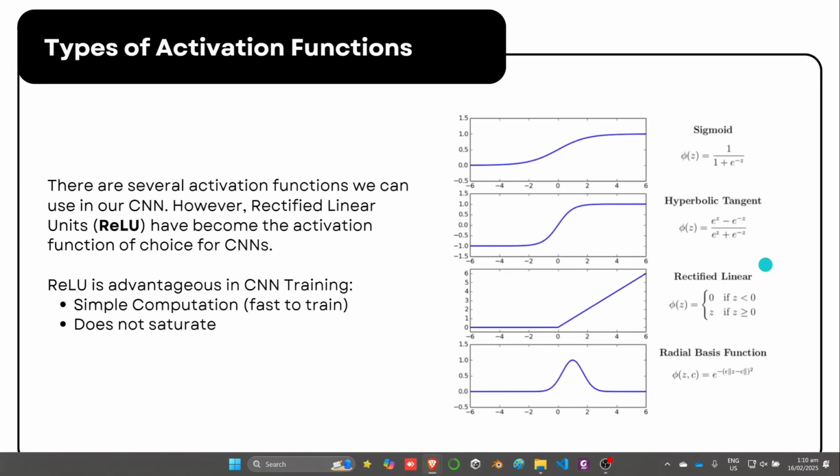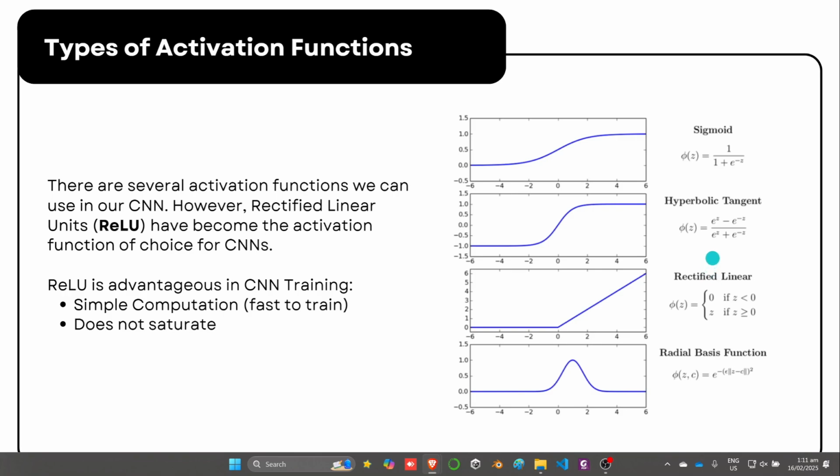So let's take a look at some simple activation functions. We're going to talk about ReLU in depth. ReLU is advantageous in CNN training because it's a quite simple computation and it's faster to train, and it doesn't saturate. So that's also a good point.